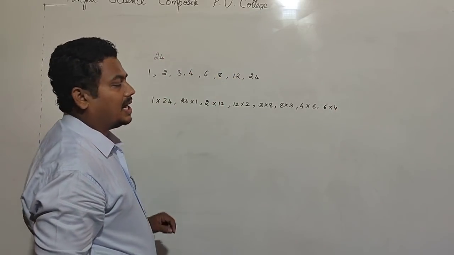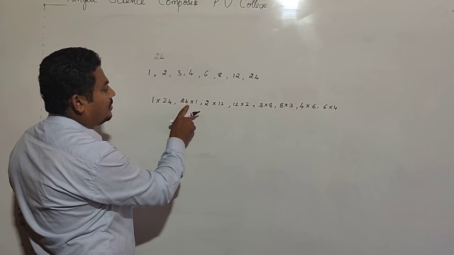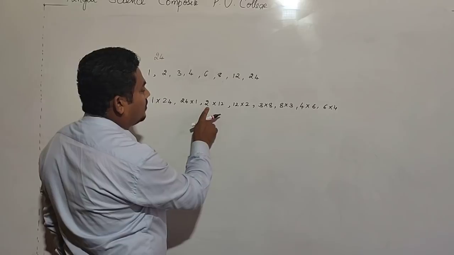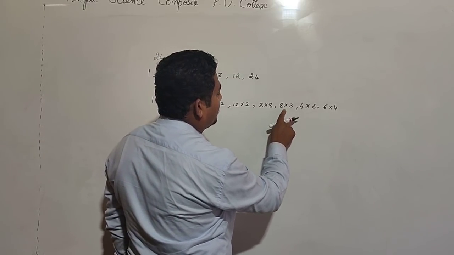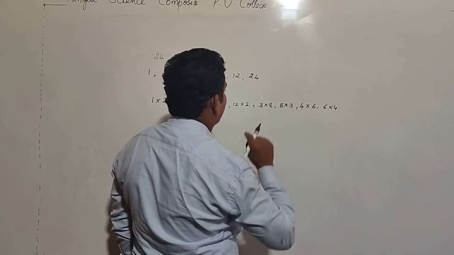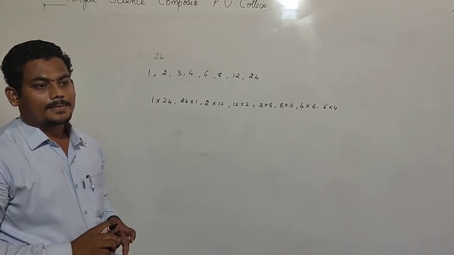These are the possible orders: 1 cross 24, 24 by 1, 2 by 12, 12 by 2, 3 by 8, 8 by 3, 4 by 6, 6 by 4. These are the possible orders of the given matrix.